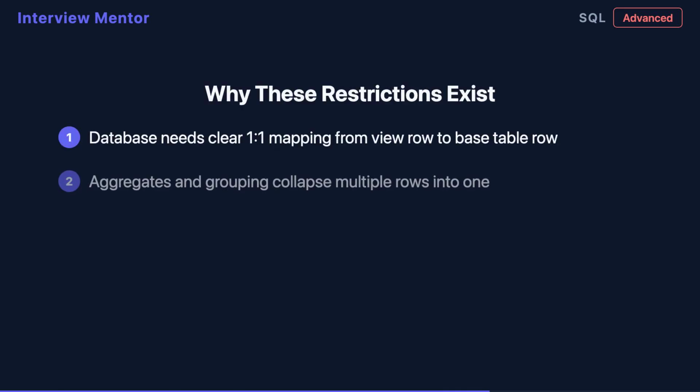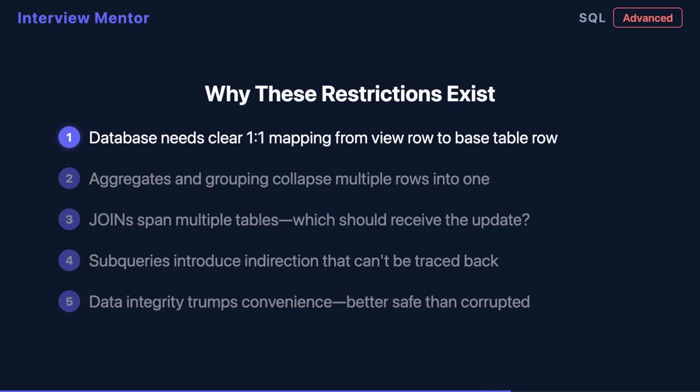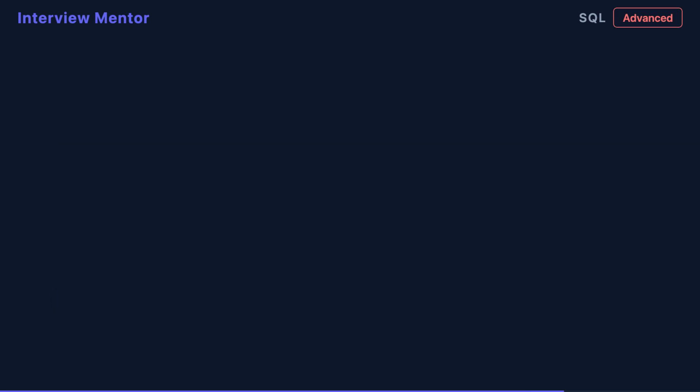All these restrictions share a common theme. The database needs a clear one-to-one mapping from view rows to base table rows. Aggregates, grouping, distinct, joins, and subqueries all break that mapping. The database prioritizes data integrity over convenience, so it blocks updates when the outcome is ambiguous.